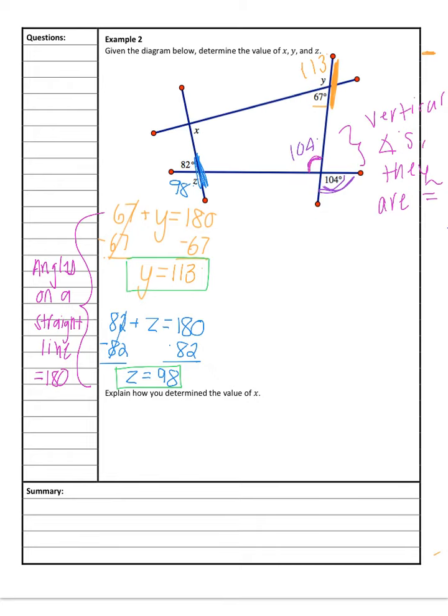And now if we go back and look at z, which we just figured out was 98 degrees, I can say that since z was 98 degrees, this angle over here will also be 98 degrees because those two are also vertical angles. There's one letter we haven't found yet, and that's x. So x doesn't have another angle next to it, so we can't subtract it from 180. We don't know its vertical angle.